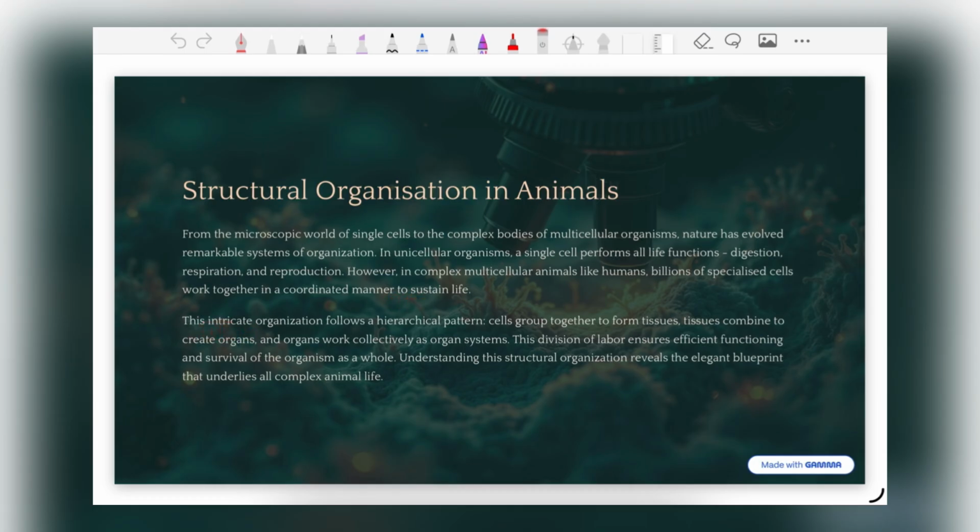This intricate organization follows a hierarchical pattern. Cells group together to form tissues, tissues combine to create organs, and organs work collectively as organ systems. This division of labor ensures efficient functioning and survival of the organism as a whole. Understanding this structural organization reveals the elegant blueprint that underlies all complex animal life.